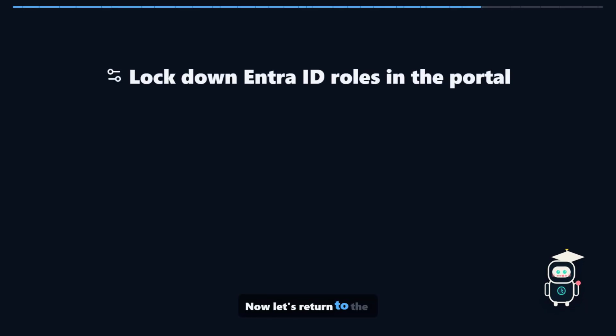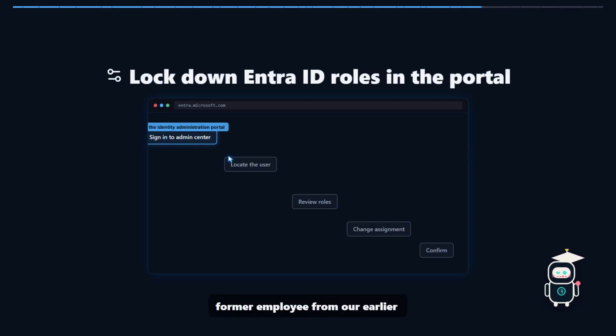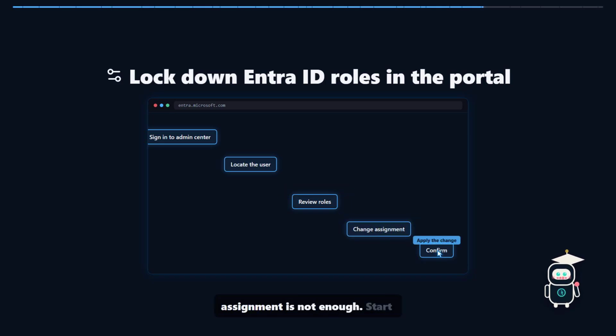Now let's return to the former employee from our earlier checkpoint. Imagine today is their last day. Changing one role assignment is not enough. Start by following your organization's approved offboarding process. At the appropriate time, disable the account so the former employee can no longer sign in. Then revoke active sessions so previously issued sign-in sessions don't simply continue working.